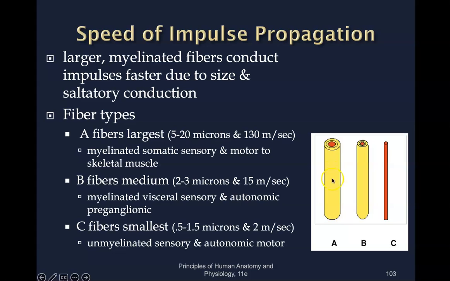Fiber type A is obviously going to be your fastest because it's your largest fiber in diameter, and it's also myelinated. So this is going to be most of your myelinated somatic sensory. Somatic, remember, is going to be those sensory fibers going to the body, especially like the skin. So that's your somatic sensory, and again, that's going to be these A fibers as well as your motor fibers that are going to skeletal muscle. Because again, that has to happen fast.